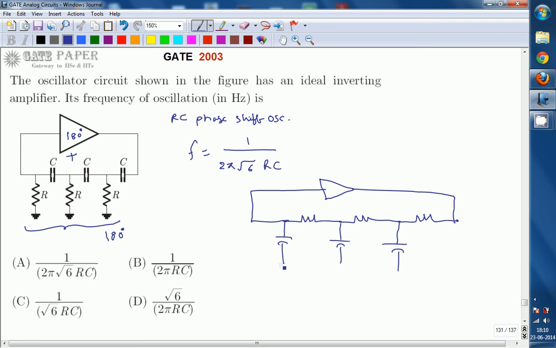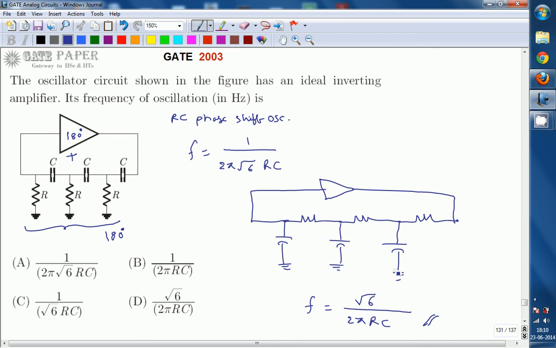The frequency of oscillations for this one is similar to the previous one, but root 6 will now appear in the numerator: root 6 by 2 pi RC. Remember this. If the capacitor is used in this way and the resistor is connected to ground, the frequency is 1 by 2 pi root 6 RC. If the capacitor is grounded, it is root 6 in the numerator and 2 pi RC in the denominator. This is the difference you must remember.